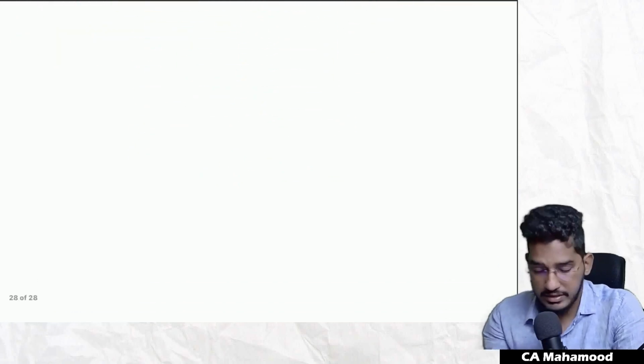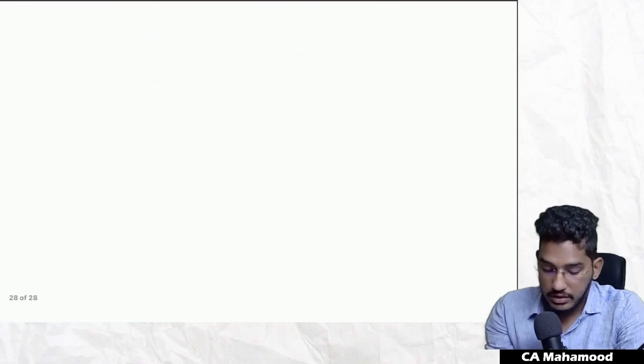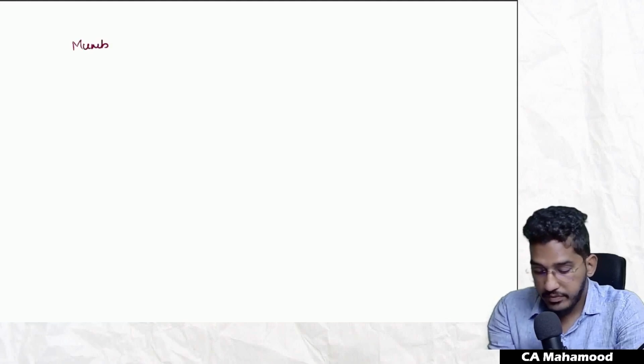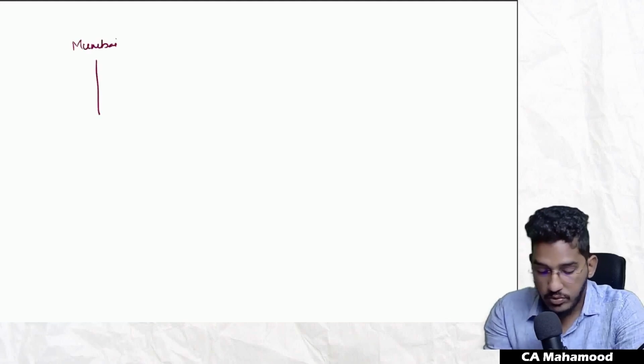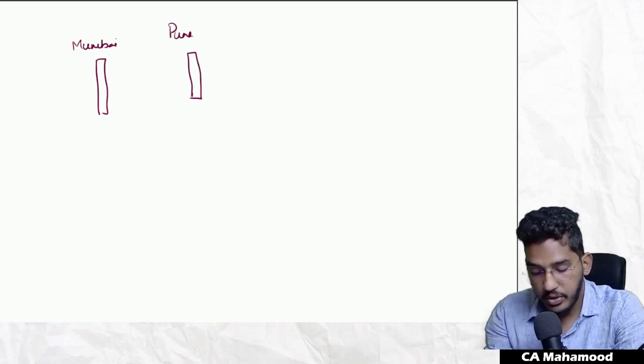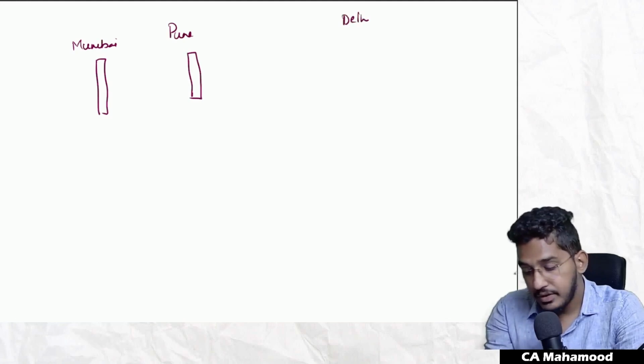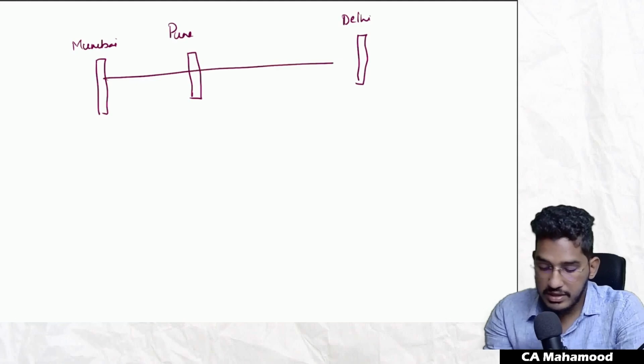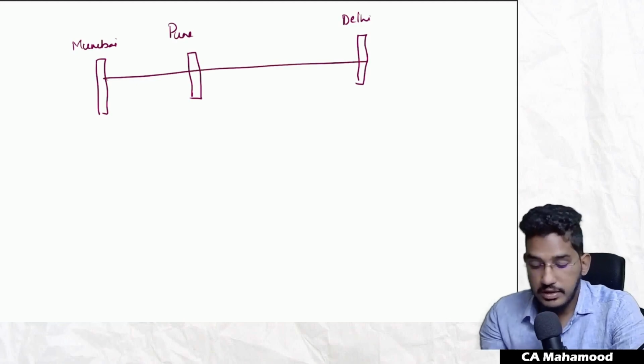Now let me give you one more example. Assume that there is a head office in Mumbai. In Mumbai there is 1 point. Now in Pune also they have one branch office. There is also another point. And in Delhi there is another office. There is also 1 point. Now the leased circuit is connecting all these 3 points.